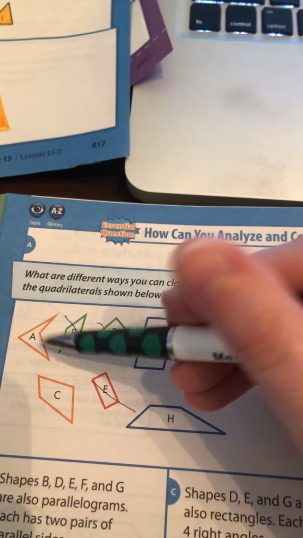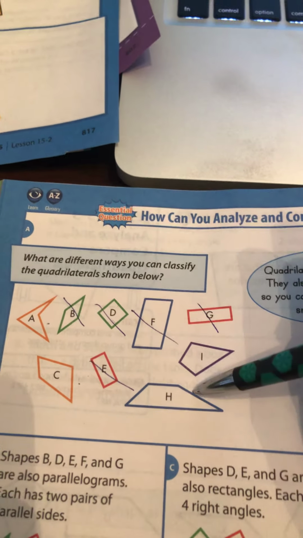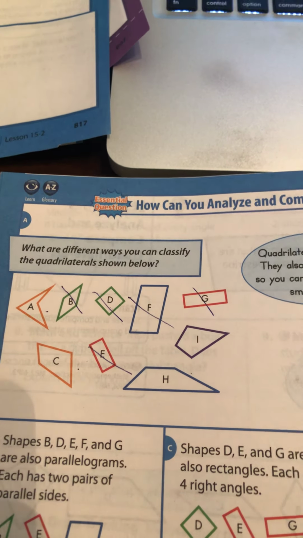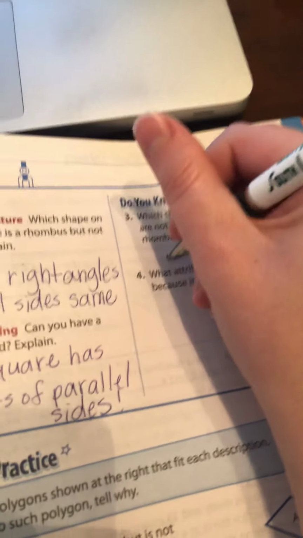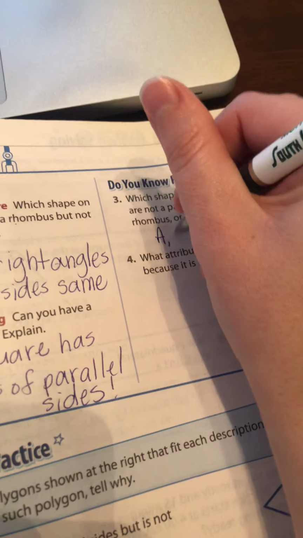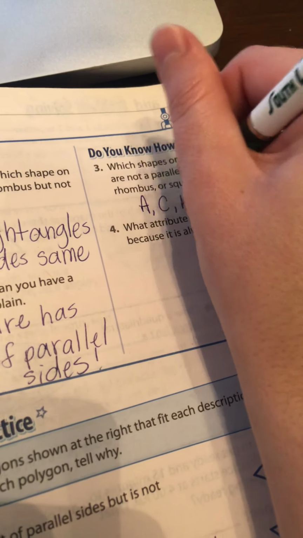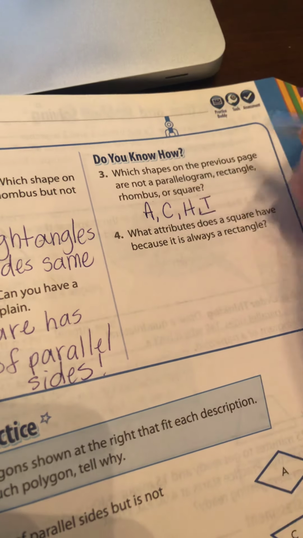Okay, so what shapes are left? We got our concave, we got our convex, trapezoid, and I think he's a kite. So our answer is A, C, H, and I. Okay.